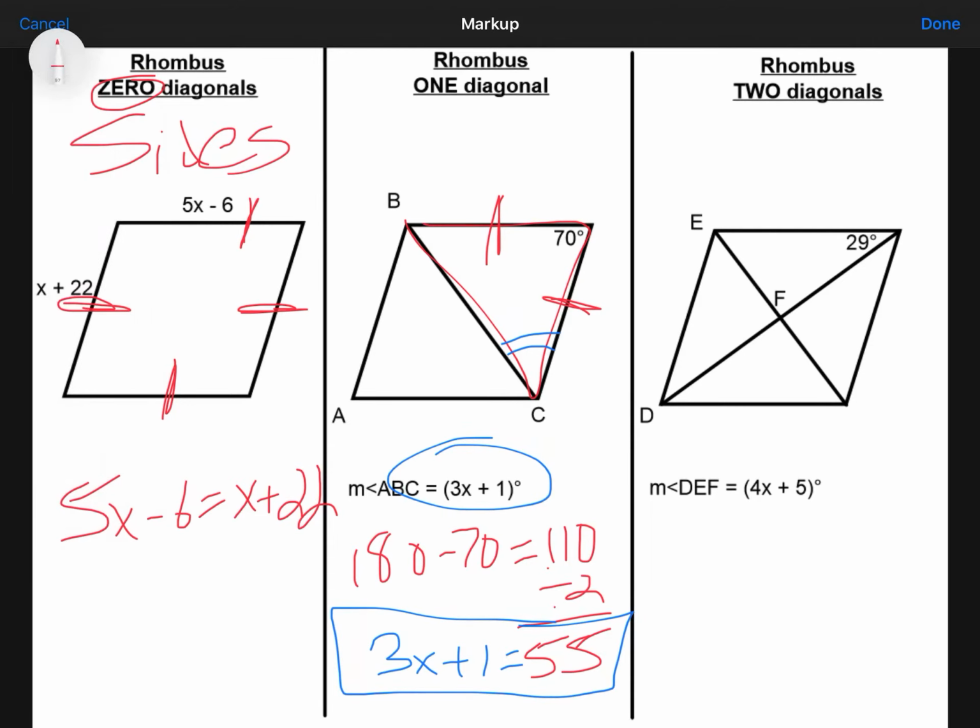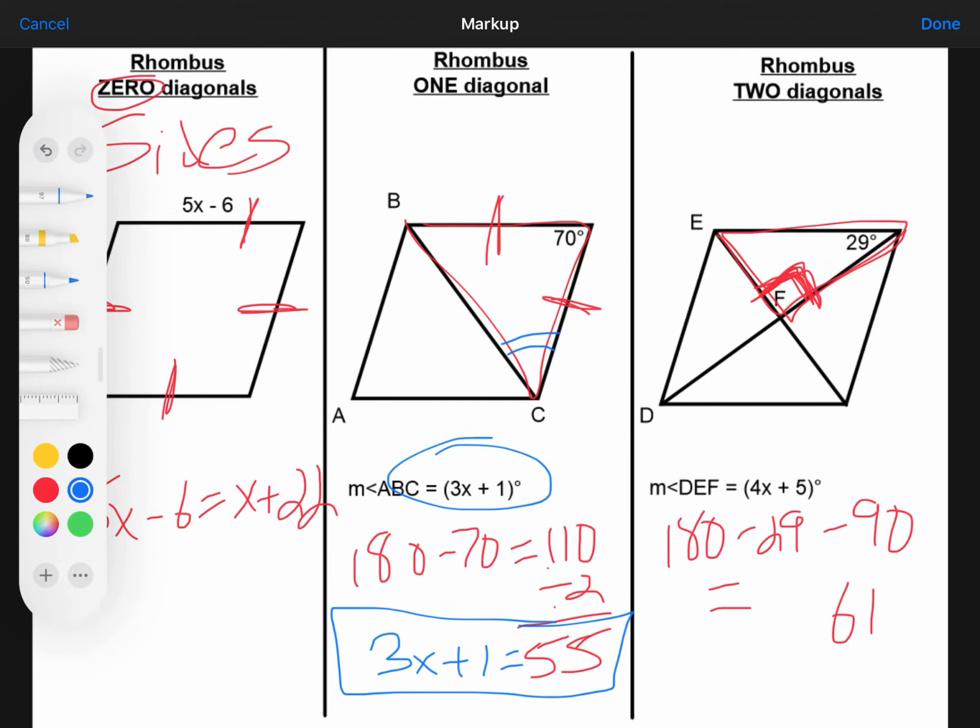And when there was two diagonals, we had to remember there was a 90-degree angle here in the middle. So when we use the 180 math, 180 minus 29 and minus a number 90 that's not printed in the problem, but we can see in the middle of the picture, gives us an answer of 61. And then the whole idea of solving the algebra is the algebra in the problem equals that number. 4x plus 5 equals 61, and you'd solve it like that.